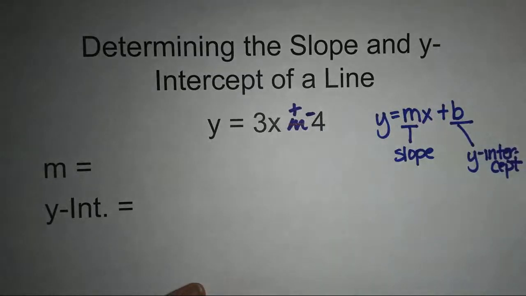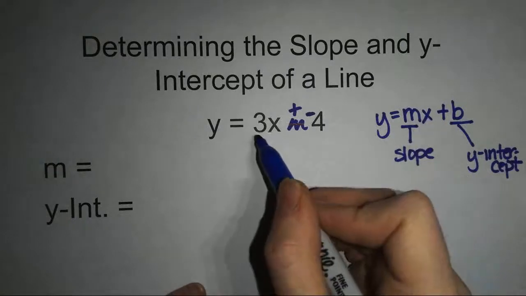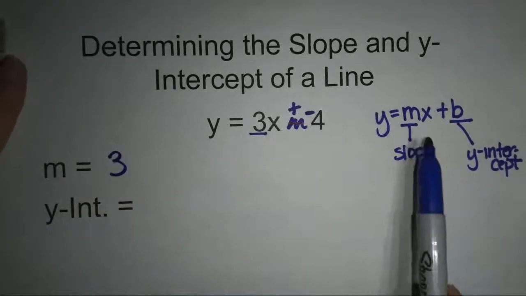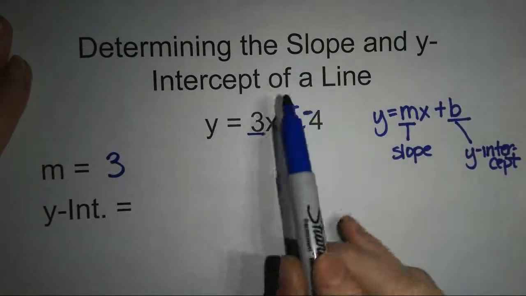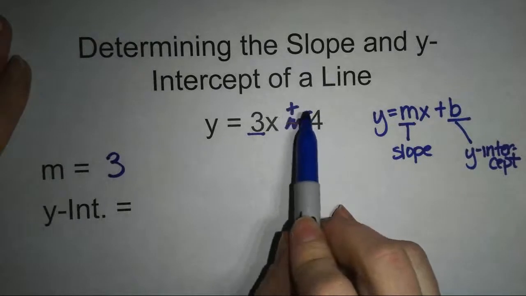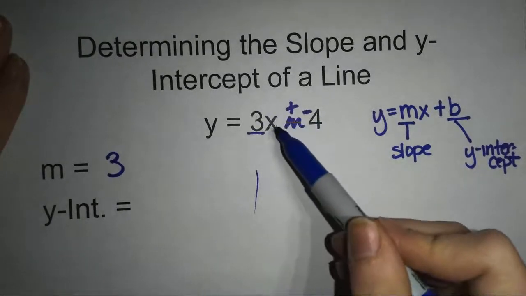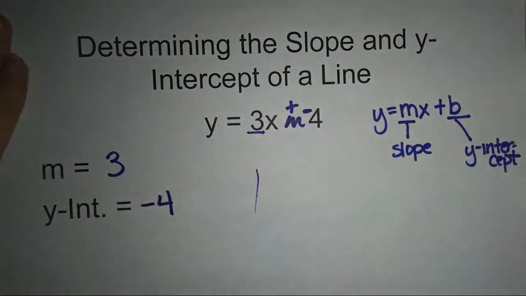Now let's decide what our slope is. Notice here that our slope is the number being multiplied by x. Here, 3 is the number being multiplied by x. So our slope, or m, is 3. Our y-intercept is the number that's being added to slope times x. And remember, we are subtracting, so we're really adding a negative. So the number that we are adding to our slope times x is negative 4. So our line would cross the y-axis at negative 4.